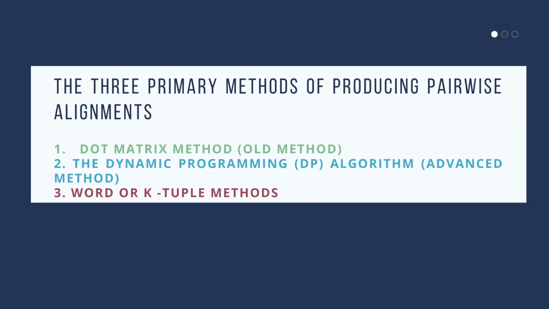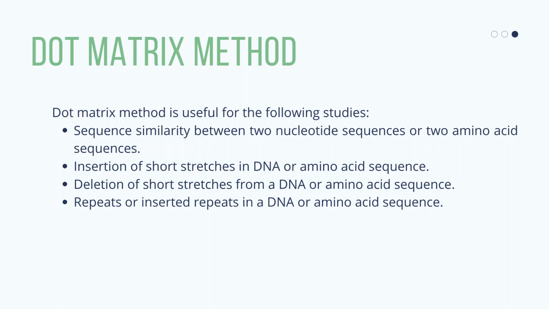The three primary methods of producing pairwise alignments. First, dot matrix method, it is old method. Second, the dynamic programming algorithm, advanced method. Third, word or k-tuple methods. Dot matrix method is useful for the following studies: sequence similarity between two nucleotide sequences or two amino acid sequences, insertion of short stretches in DNA or amino acid sequence, deletion of the short stretches from DNA or amino acid sequence, repeats or inserted repeats in DNA or amino acid sequence.